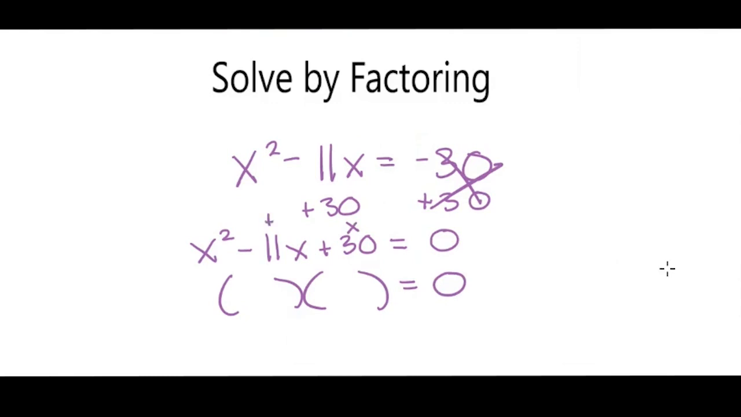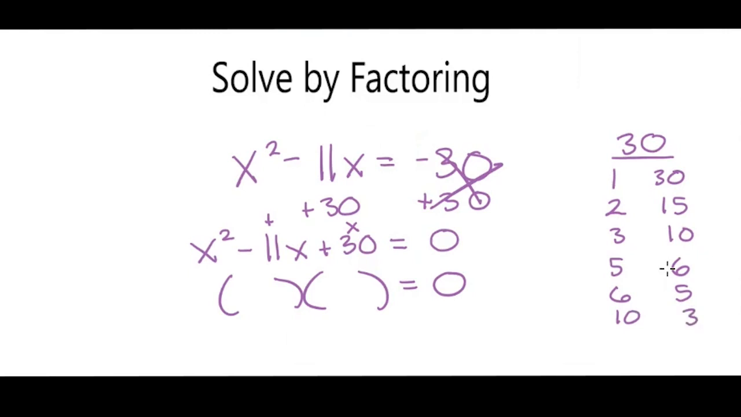Well, I need to find the factors that multiply to be 30, but add together to be negative 11. So my factors of 30, let's look. We have 1 and 30, 2 and 15, 3 and 10, 5 and 6, 6 and 5, 10 and 3, 15 and 2, 30 and 1. Remember that if they multiply to be positive but add to be negative, then they all have to be negative. So we're looking for negative 11.